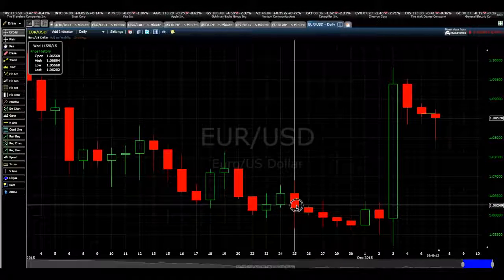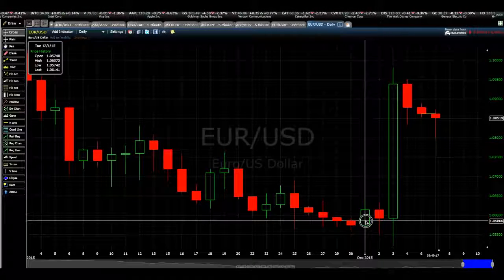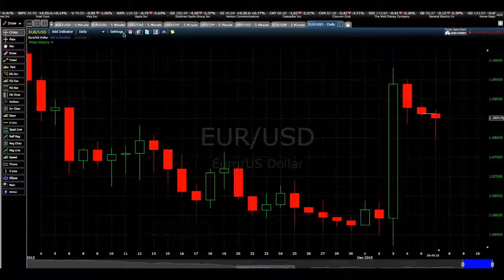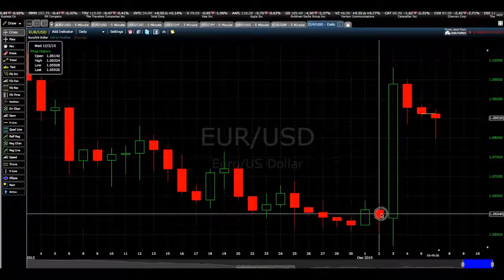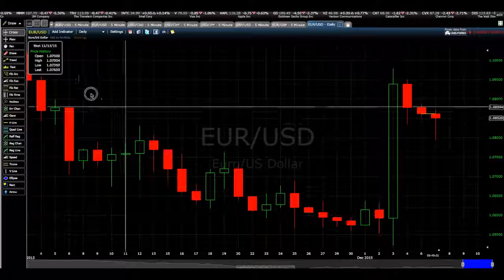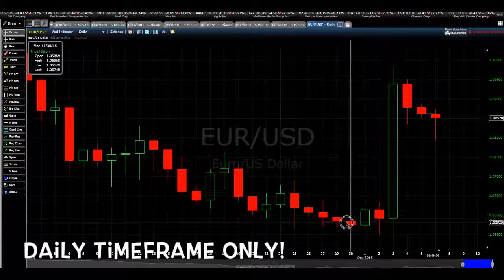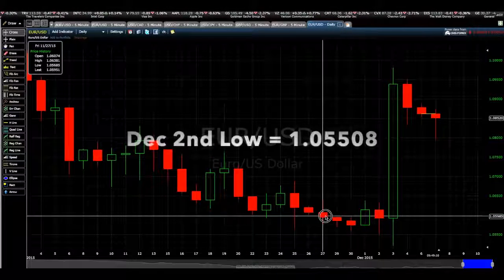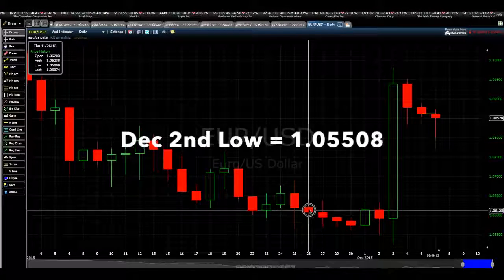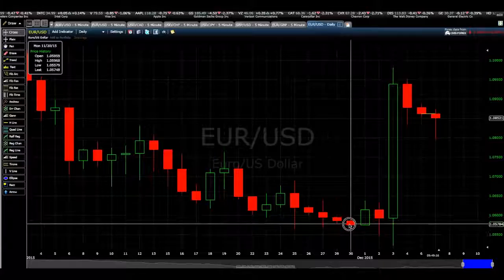When you left click your mouse and scroll over the charting solution, you should be able to see the candle's opening value, its high value, its low value, and its closing value, as seen in the video. In order to properly do this, you want to make sure that the time frame on your charting solution is set to daily, so that each candle you are seeing is the daily value. As you can see, the low for December 2nd was 1.05508, so we put that value to start off our support level fence.